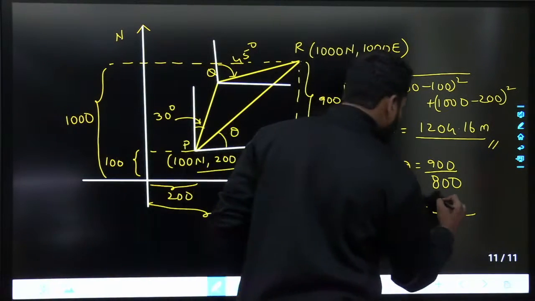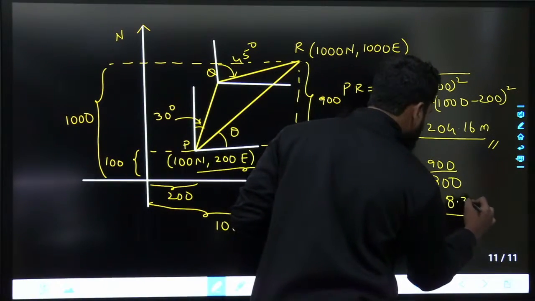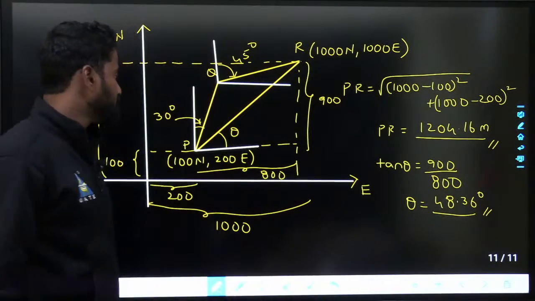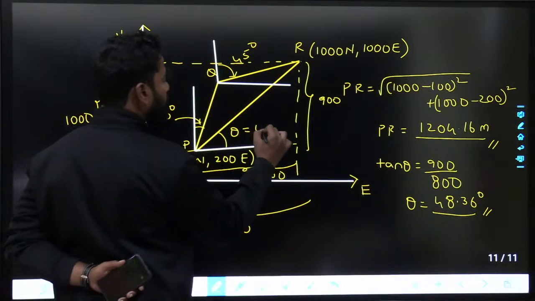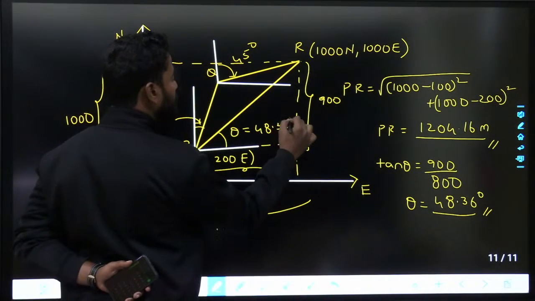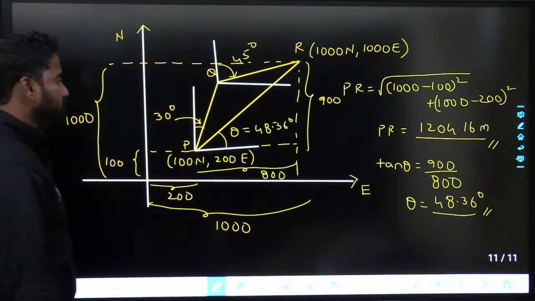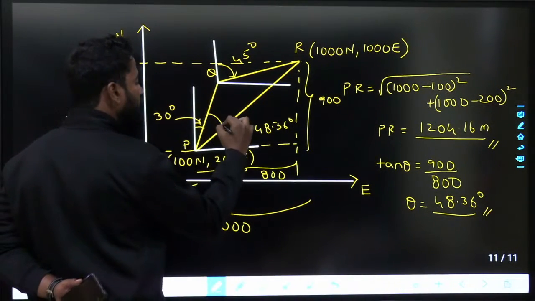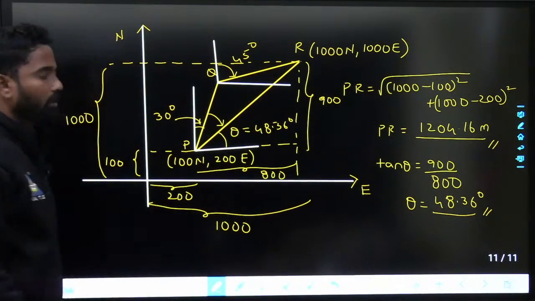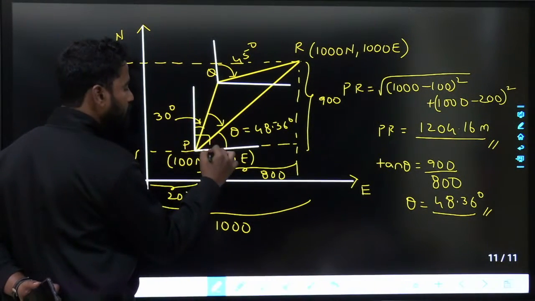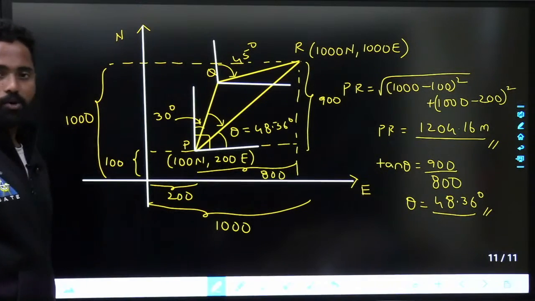This is 48.36 degrees. This is 48.36 degrees, right? If this is 48.36 degrees, what would be this angle? What would be this angle? This whole angle is 90 degrees, right? This whole angle is 90 degrees.